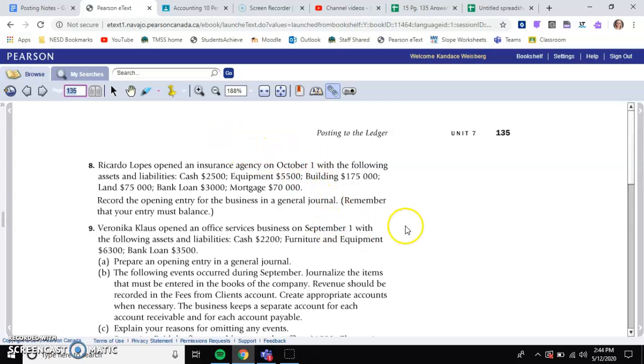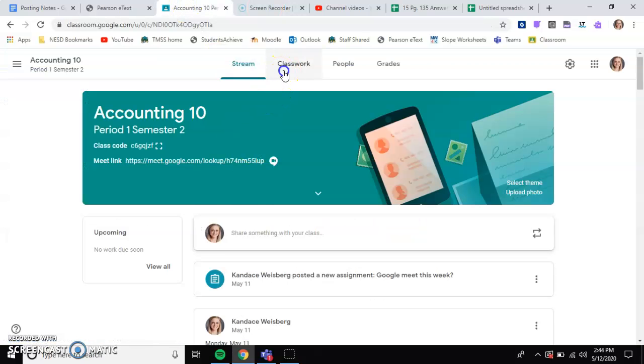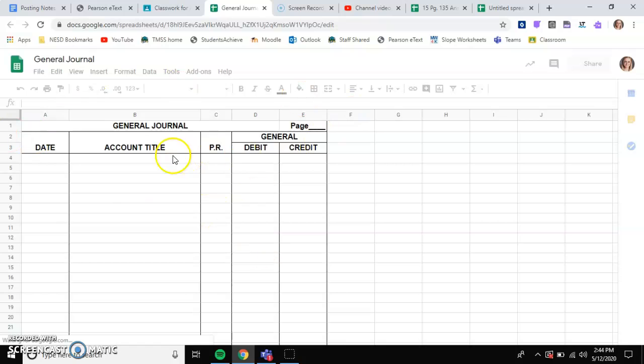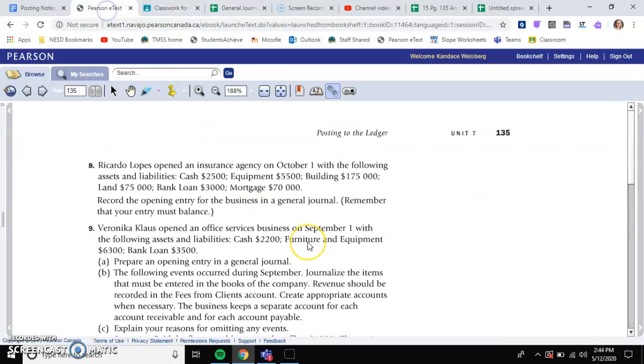It's an opening entry in a journal. So if you're following along on our Google Classroom, you would go to General Journal, open this up, and then you would start doing this entry based on this question. Ricardo Lopes opened an insurance agency on October 1st with the following assets and liabilities. He has cash, equipment, building, land, bank loan, and a mortgage. Record the opening entry for the business in a general journal, and remember that your entry must balance.